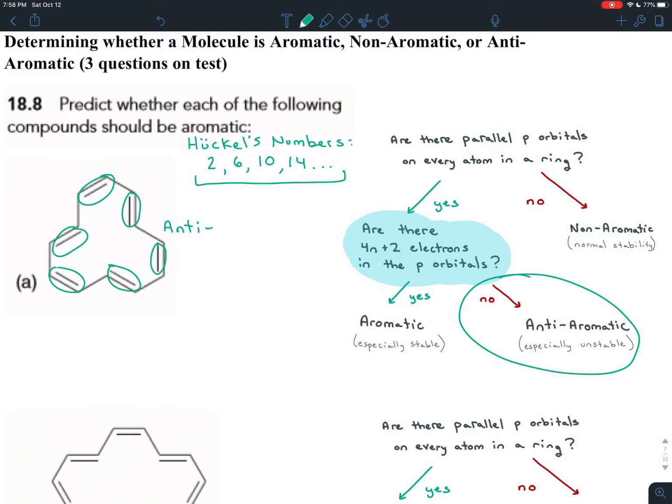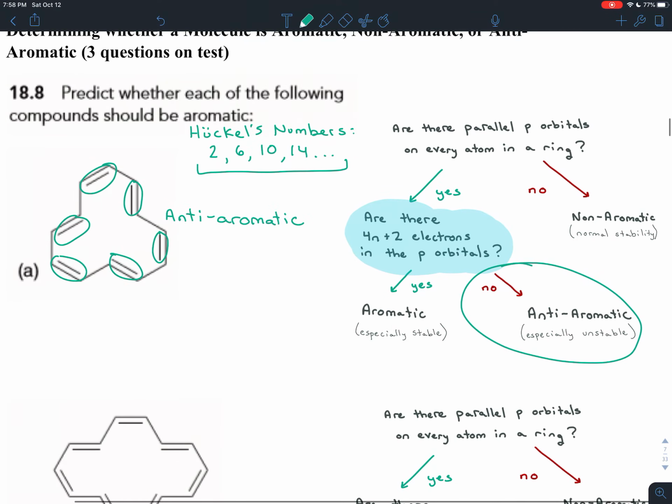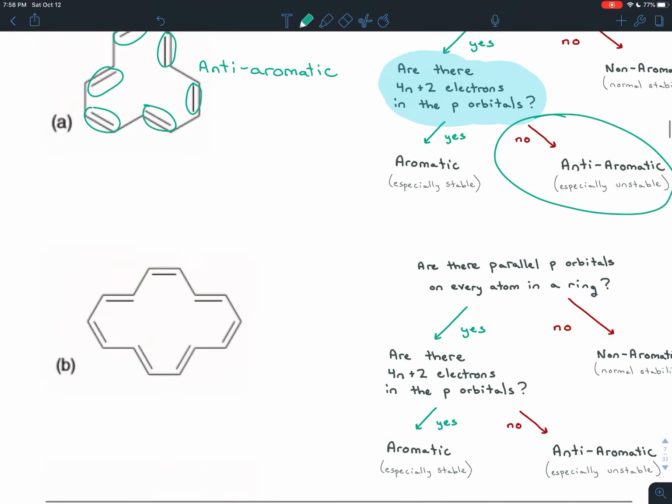So, anti-aromatic. This molecule would explode in your face, or you would just never see it because it would react with something immediately when it's formed. It's anti-aromatic.